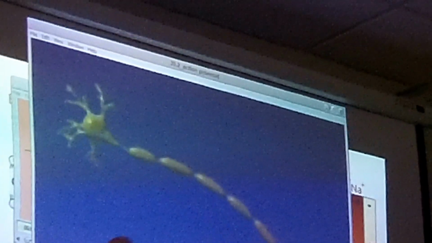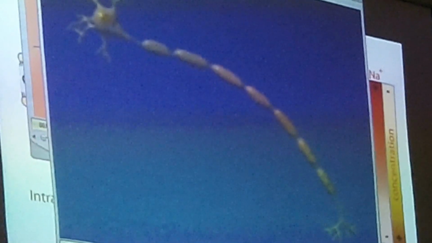Okay, 10 points. First of all, 5 points if you can tell me what those are. 5 points if you can tell me what that is. 5 points if you can tell me what these are. So, A, B, C, D.